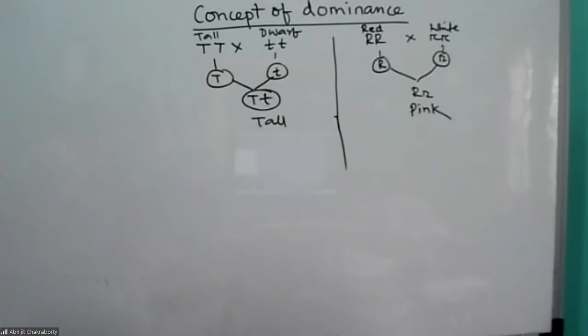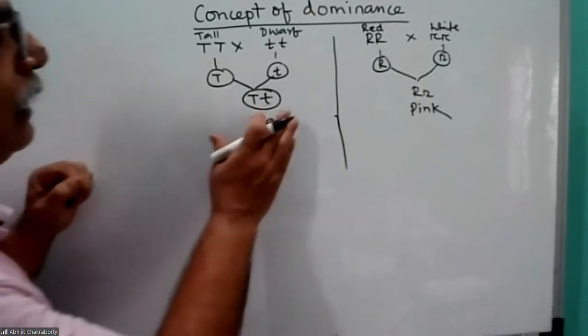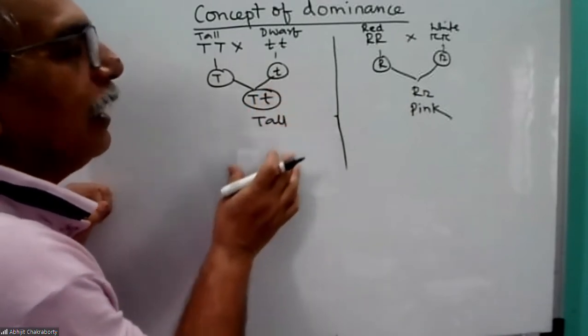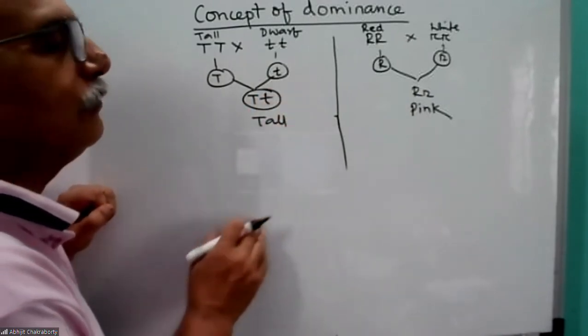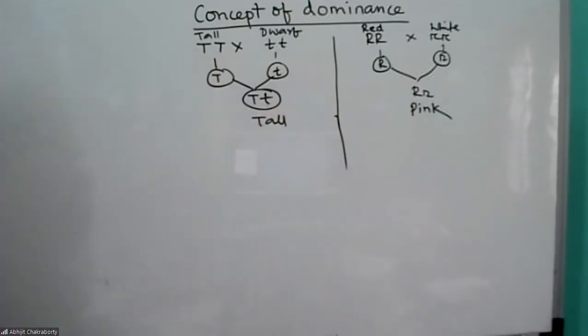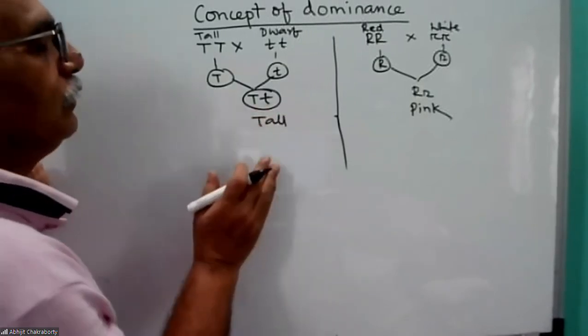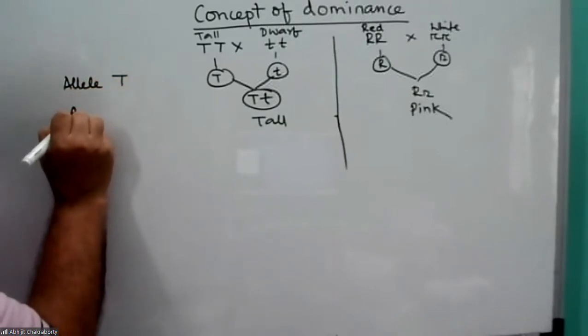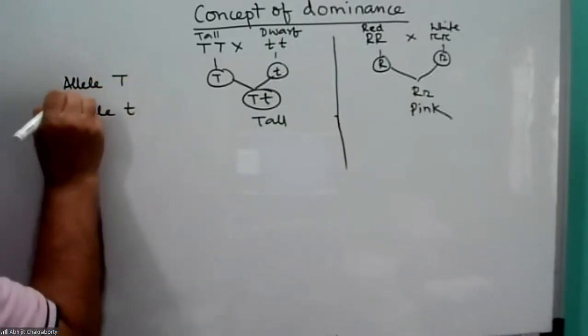Now it is said, in a heterozygous capital T and small t, they are found slightly different from each other, as it is said that two alleles are slightly different from the same gene. And you know, if we go through this, what about them? You see, allele T, allele t, two different alleles.